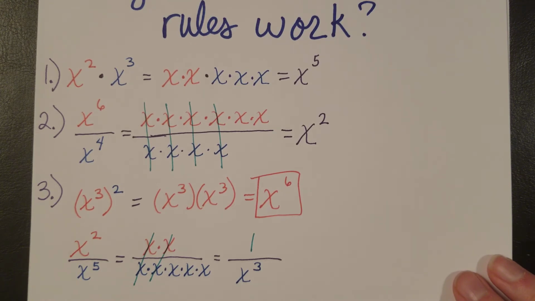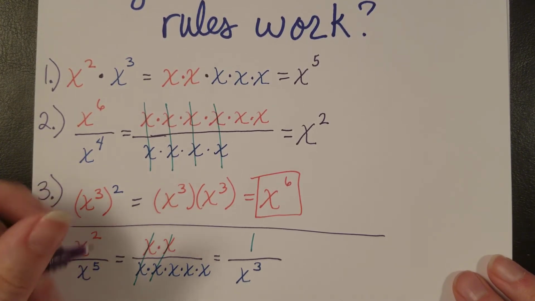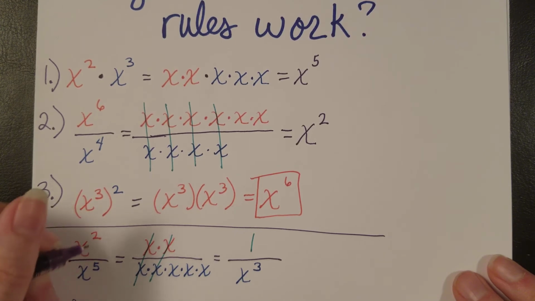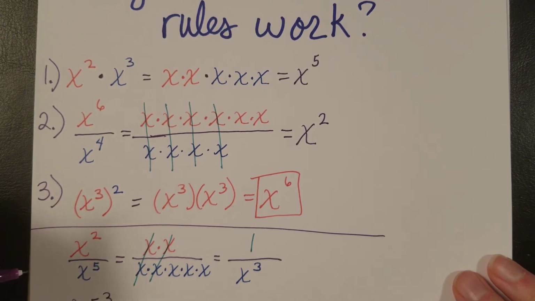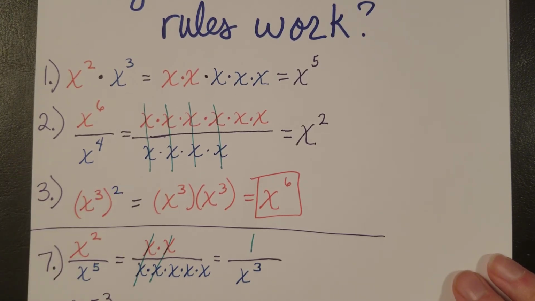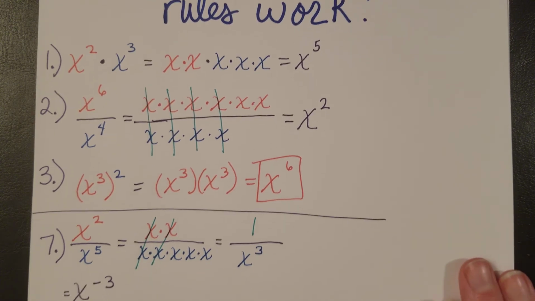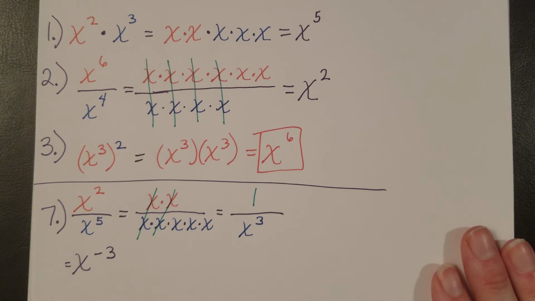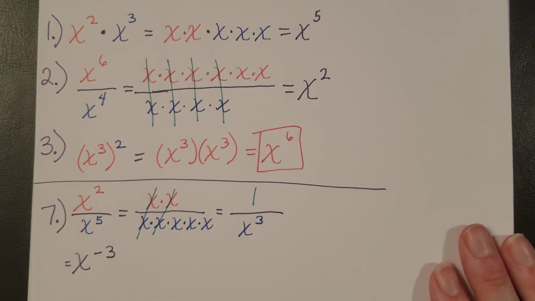However, if we use rule number 2, and we subtract 2 minus 5, we get -3. Okay, so this explains rule number 7, I would say. This is showing how that x to the power of -3 is equal to 1 over x to the 3rd power.